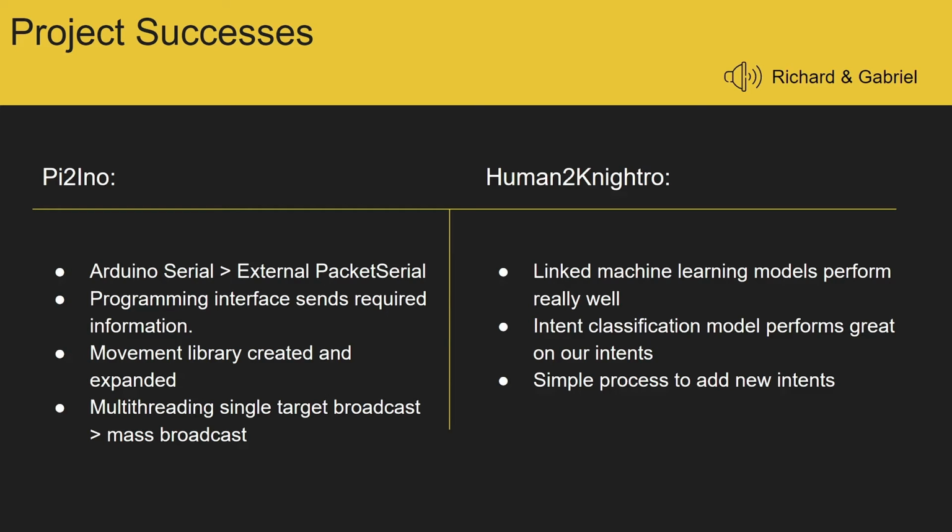As for the human to Knightro side, the linked machine learning models perform very well for running on a Raspberry Pi, achieving times as low as 2.5 seconds when responding to a user's input. The intent classification model performs great on our intents with a high accuracy percentage, so it's very good at knowing what the user wants out of Knightro. On top of that, it's also a simple process to add new intents. All that is required is some input text data for training, and it needs to be retrained once, and then it's just drag and drop back into Knightro.